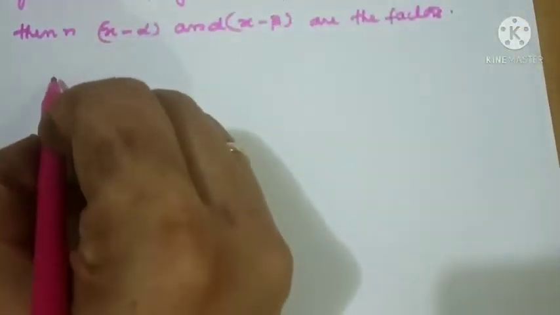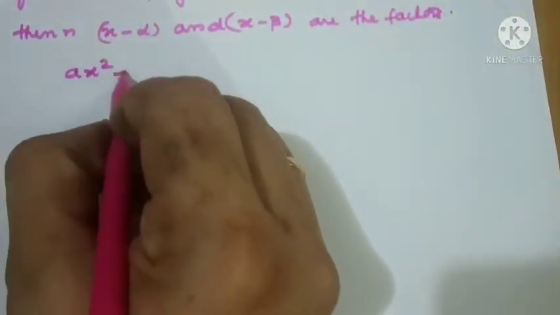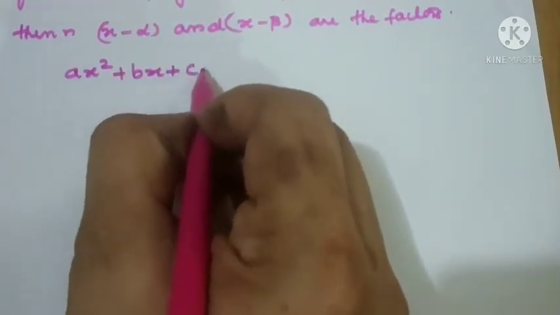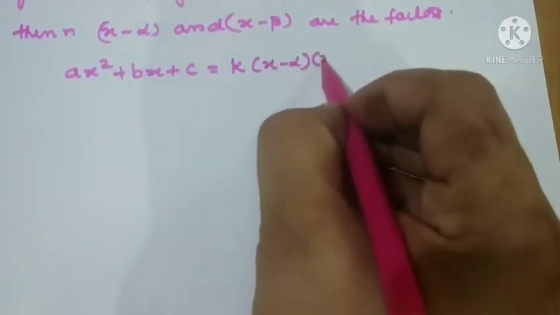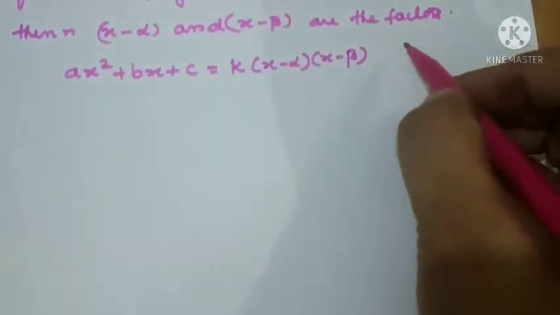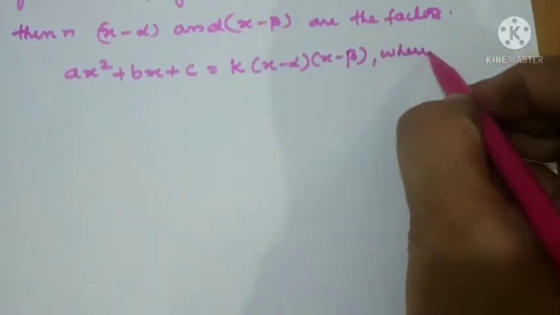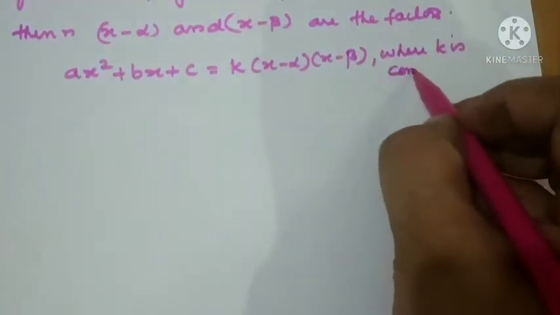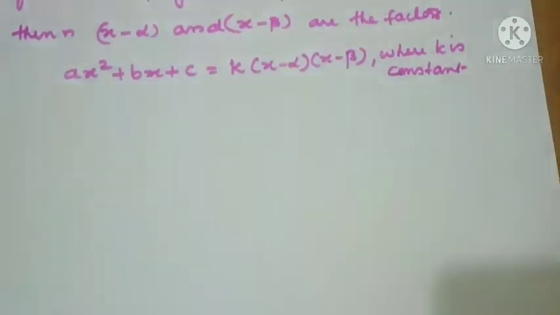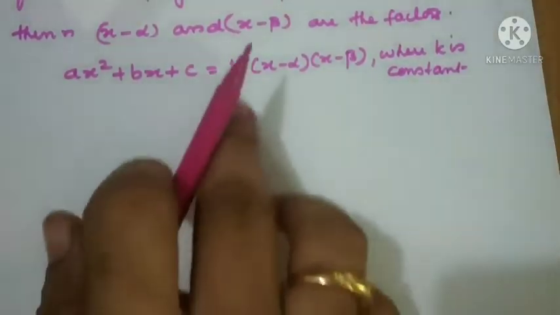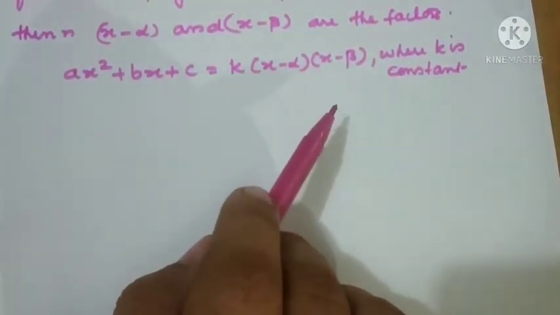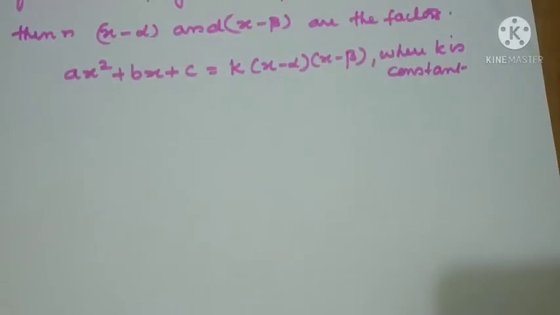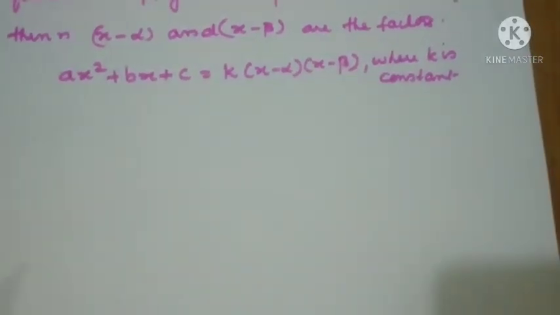So what can we write? ax square plus bx plus c equal to k into x minus alpha into x minus beta, where k is a constant. See why we are taking this k? When we multiply a polynomial with a k or divide, the zeros will never change. And you have seen in the first example the coefficient of x square is 2 only. I'll show that example once again.